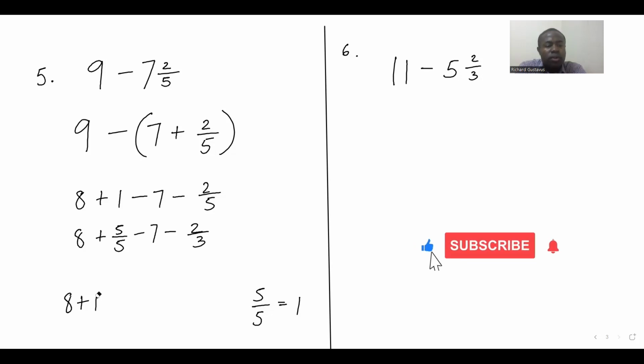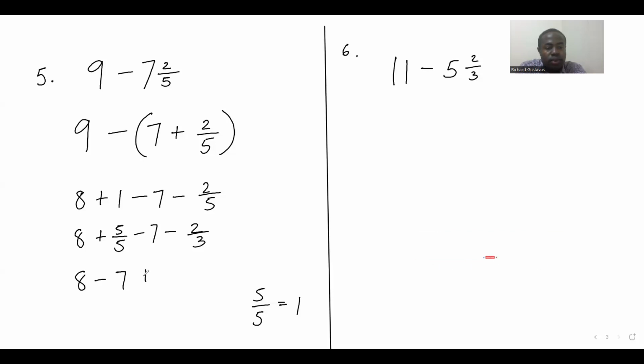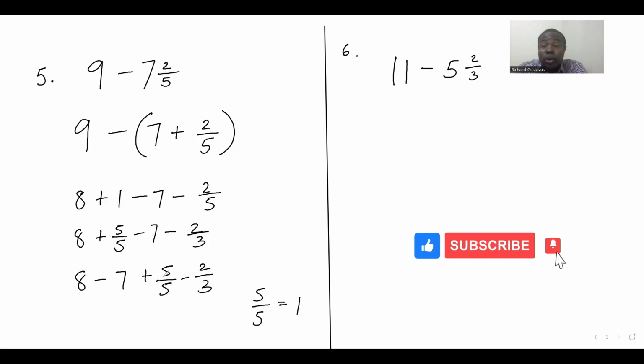Now, guys, we're going to group our whole numbers. Our whole numbers are 8 and then minus 7, then we have plus 5 over 5 minus 2 over 5. So when we subtract our whole numbers, we get 1. And then when we subtract our fractions, we are going to get, oh, this right here should have been 5.